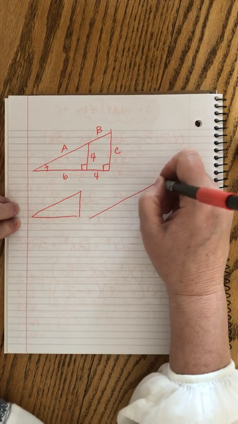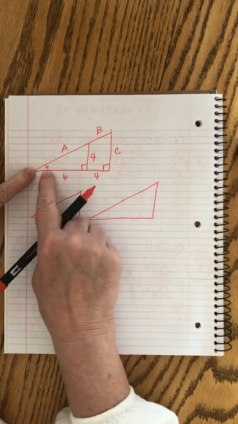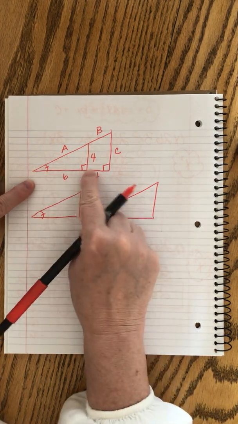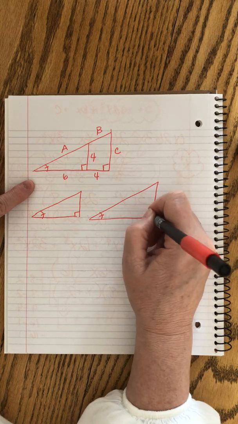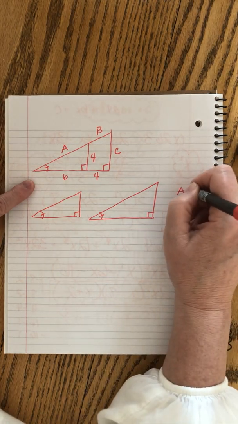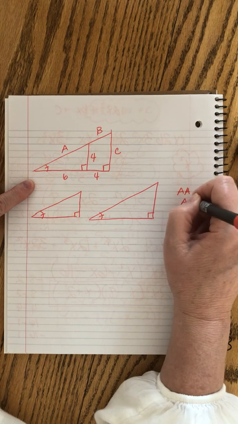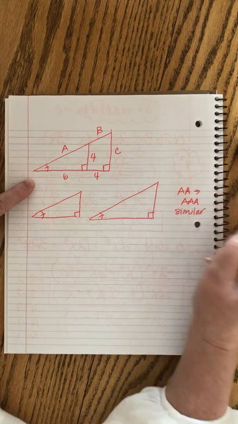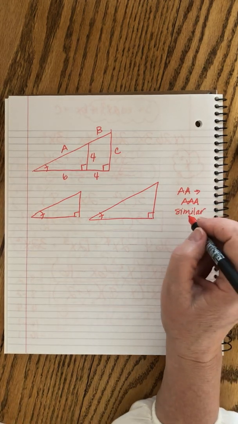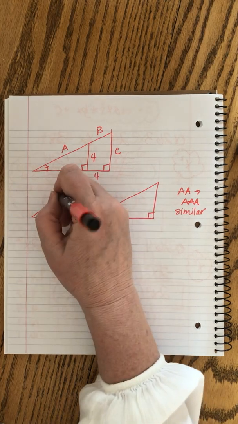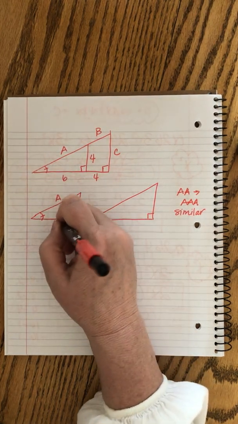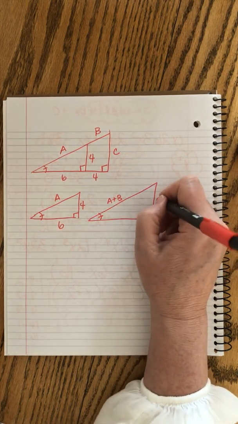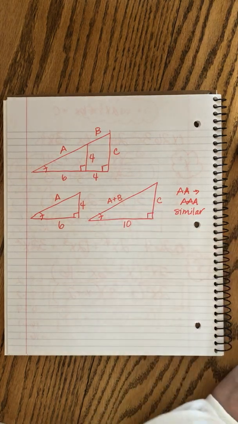This makes sense. These corners are the same, so I can mark them like so. These are both right angles, so I can mark those the same. Aha! Now I know I have two angles that match, and that's the same as three angles that match. That tells me that these are similar, and now I know I can use proportions to solve for the missing sides. This triangle is A, 4, and 6. This triangle is A plus B, C, and this is 10.